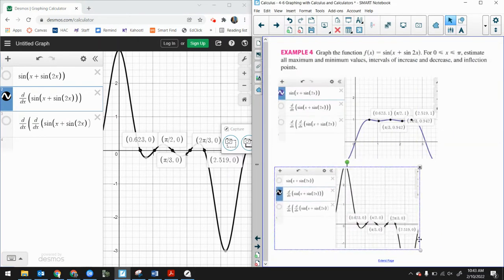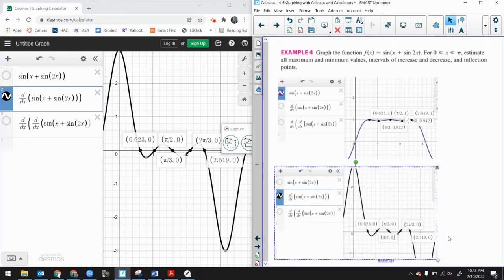And then for all of this, I need an explanation of where my maximum and minimum values are, as well as my intervals of increase, decrease, right? That should be your x values right there. I should say, okay, well, then it's going to be increasing from 0 to 0.632, decreasing from 0.632 to pi over 3, increasing from pi over 3 to pi over 2. You get the idea. Okay.